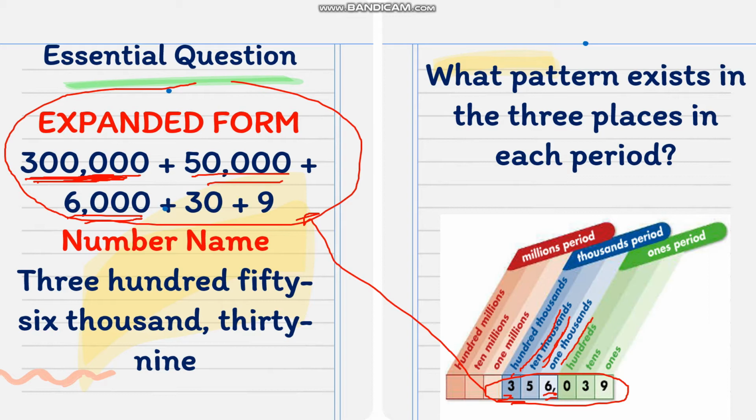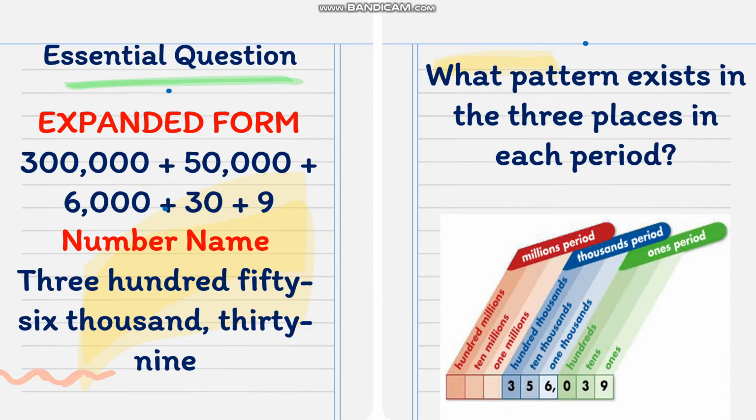3 is in the tens place, so it means 3 multiplied by 10. So 3 multiplied by 10 is equivalent to 30. And 9 is in the ones place, so 9 multiplied by 1 is equivalent to 9. So the expanded form now of 356,039 is 300,000 plus 50,000 plus 6,000 plus 30 plus 9.